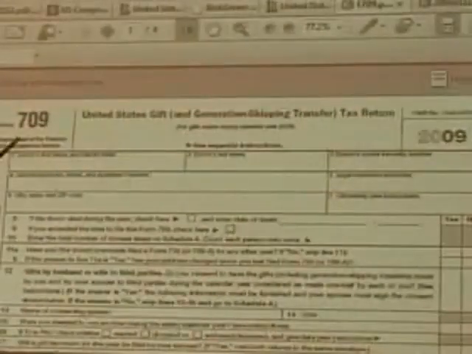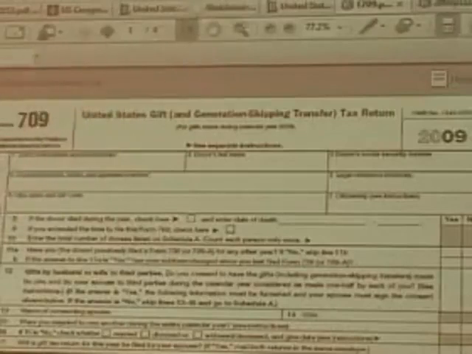Okay, now let's go to the IRS website. www.irs.gov, forms and publications. Go to 709, find form 709. Okay, this is the gift tax. United States gift tax return and generation skipping transfer. That's a taxable termination. This is what you should be filing on your mortgages, because when they do a foreclosure, it's a taxable termination. Scroll down here.